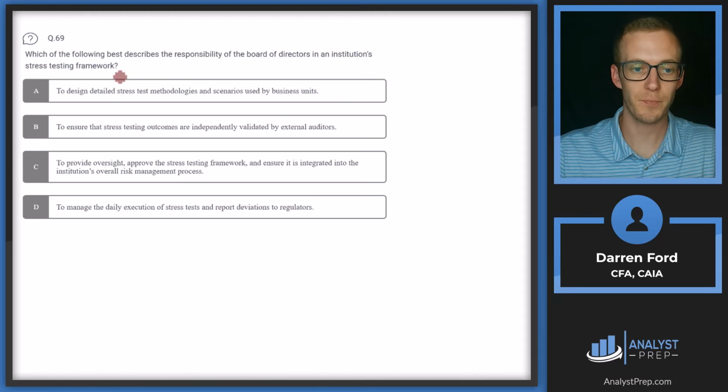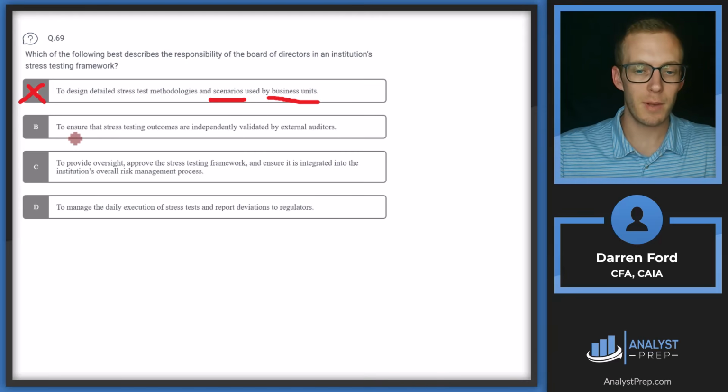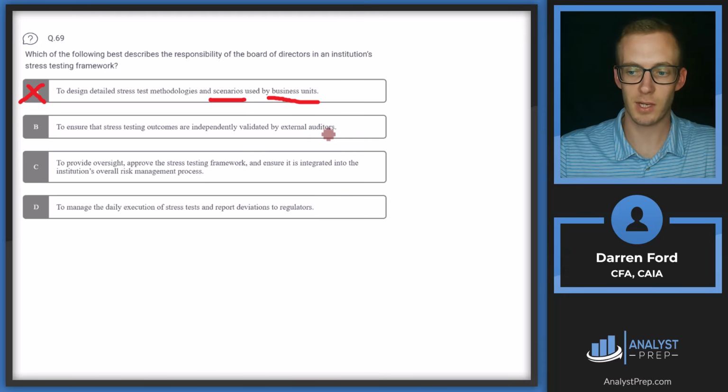Question 69. Which of the following best describes the responsibility of the board of directors in an institution's stress testing framework? A, to design detailed stress test methodologies and scenarios used by business units. I think we can rule this out. This is likely going to be more so the executives at the company, maybe somebody like the chief risk officer and some other people under them, who are going to be designing this, since they're going to be more familiar with and understand those different business units and scenarios a lot better than the board might, who's not in the trenches on the day-to-day.